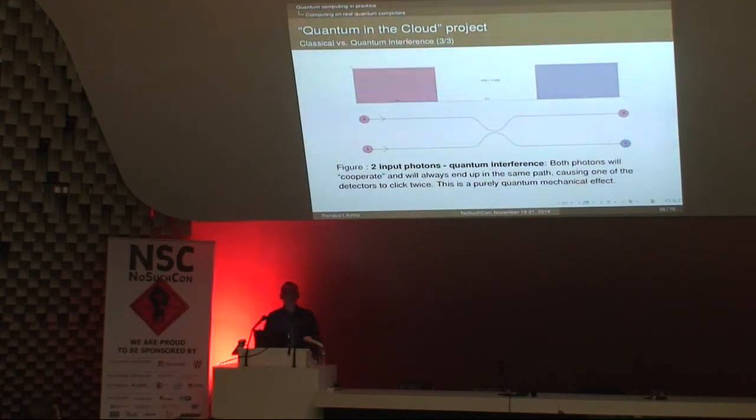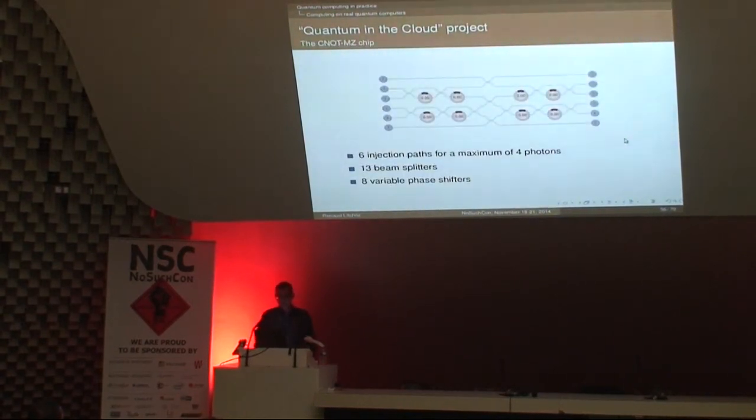But in quantum interference, the photons will agree on their fate, and they will both hit the same receiver. They won't choose their fate independently. So if you try to emit two photons, they will choose the same receiver. You won't know in advance which one, but they will choose the same. This is a purely quantum mechanical effect that can be measured.